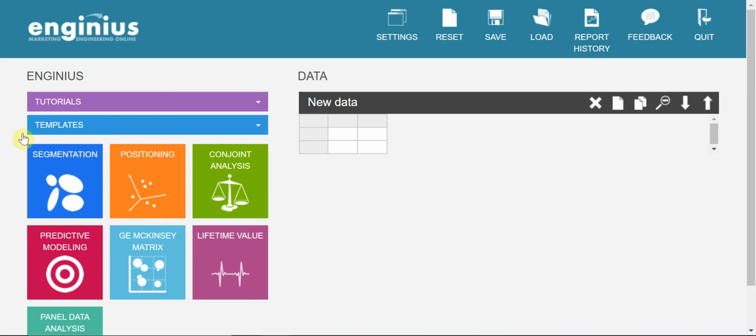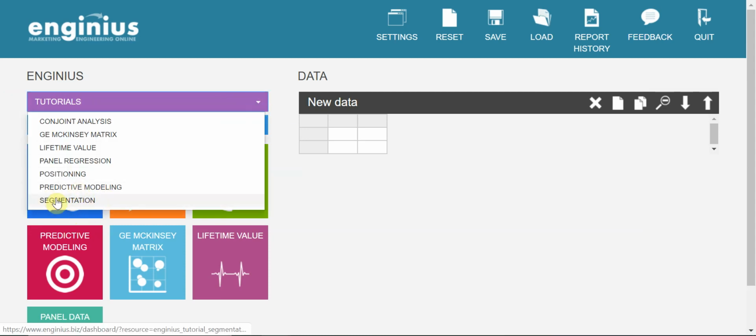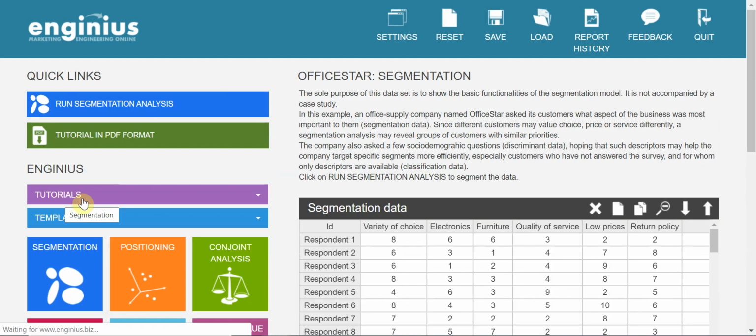Today I'm going to introduce segmentation analysis. So let me get the example data set from tutorials. Let me choose segmentation, the last one. In this example analysis, I'm going to use the case of Office Star. Office Star is an office supply company, just like Office Depot, but it's not a real one though. It's an imaginary company.